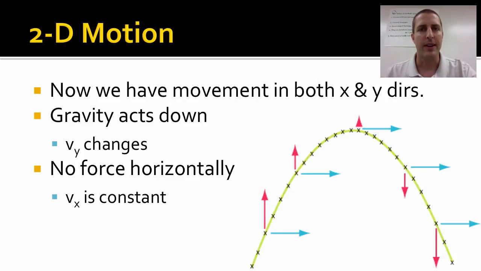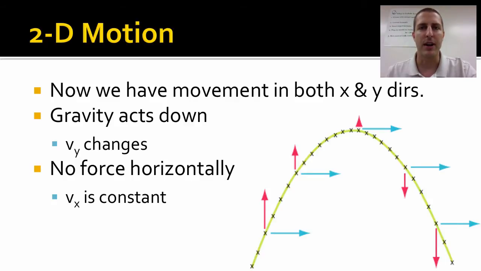So gravity is always acting down. I know it seems obvious, but you'd be surprised how easy it is to forget that. So it's always acting down, which means it only affects the y direction velocity. As you can see in this picture, as the projectile goes up, the y direction velocity gets smaller and smaller until it reaches its peak, and then it starts speeding up again on the way down.